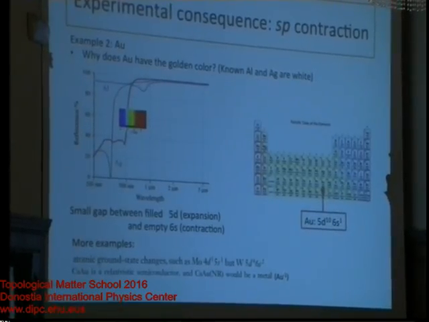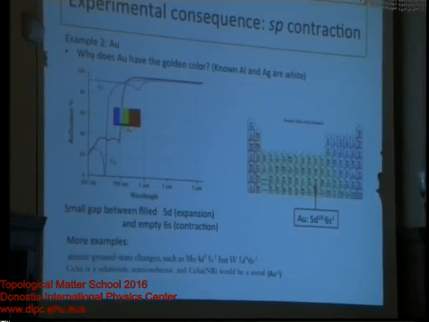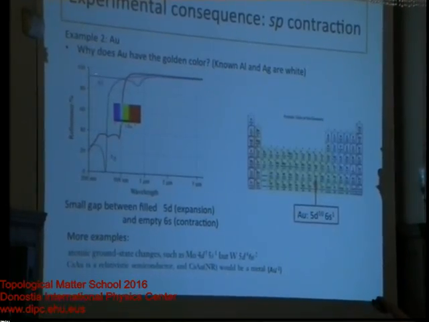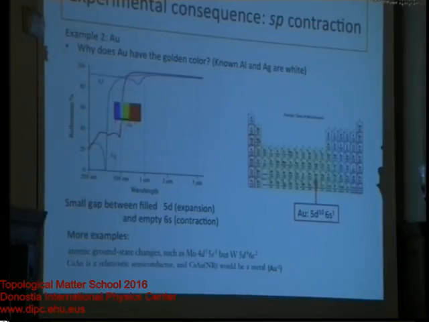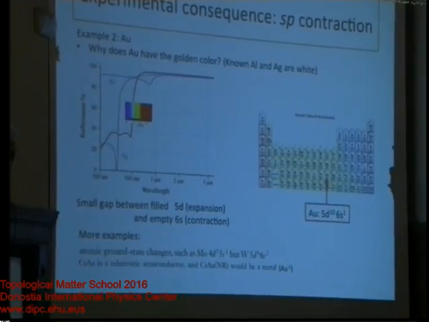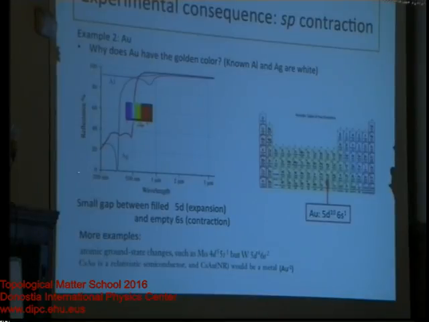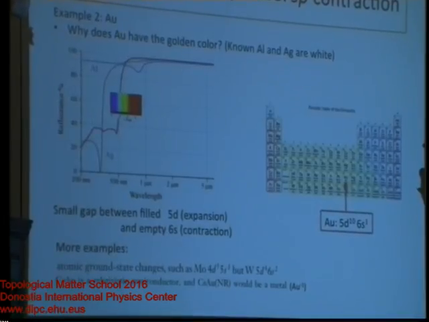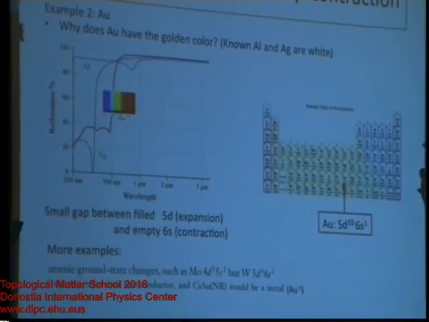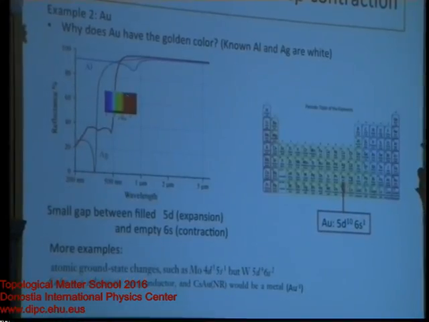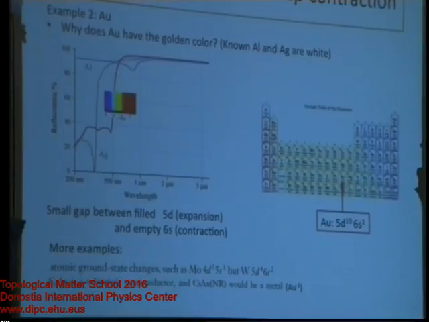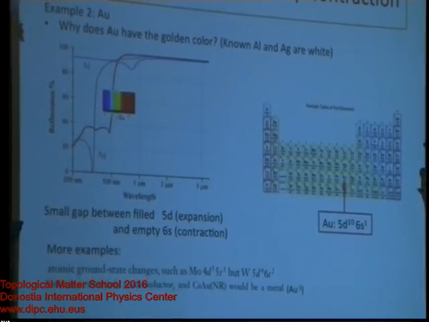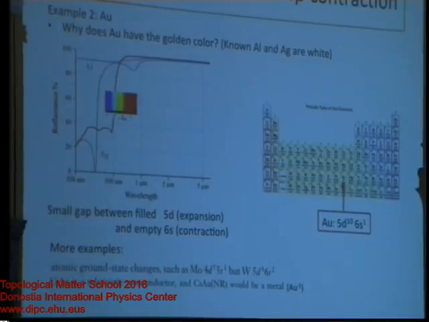We know color comes from the reflection of the light. And this is the reflection for aluminum. It means it reflects most of the light, and it's white. For silver, it absorbs a lot of light, but it only absorbs in this low wavelength range, beyond the visible light. It reflects most of the visible light, and therefore we see it also as white. However, gold is different.